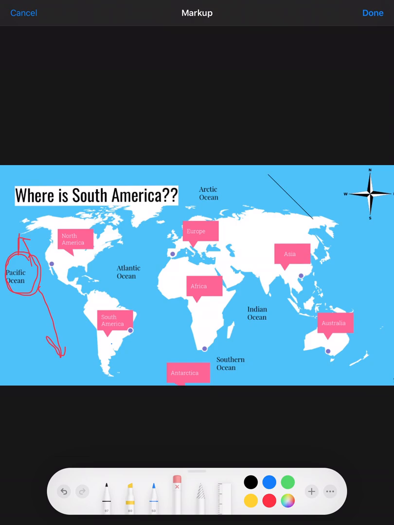Okay, so if I draw an arrow from the Pacific Ocean, oops, sorry. Okay, it is to the east direction. So I could say that South America is east of the Pacific Ocean.